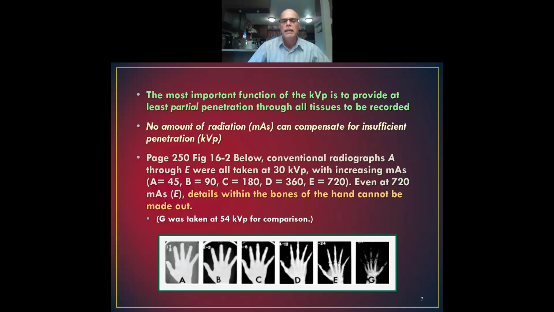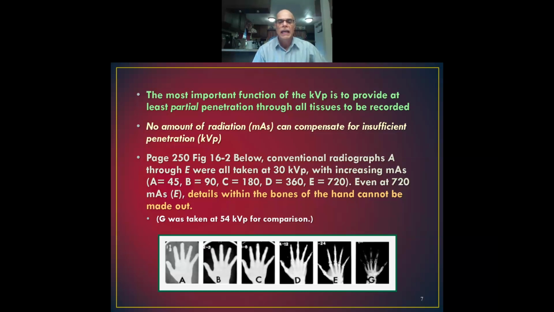We know as technologists and students that 30 kVp is not strong enough to penetrate. So as we're increasing it from 45 to 90 to 180 to 360 to even 720 mass, there is still no difference in penetration. We cannot see through the bones. There is still a substantial amount of unexposed anatomy. It's still got lots of white in it. So the details within the bones of the hand cannot be made out. And it shows you on this particular slide, not in your book, G, and I think in your book it says E, but G was taken at 54 kVp for comparison.